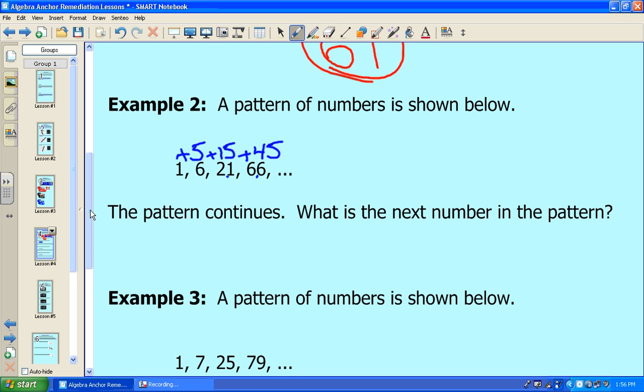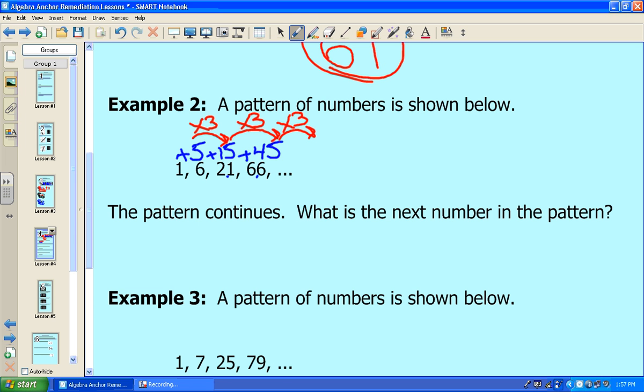Well, that's 3. Okay, so I multiply by 3. Let's see if that works for the next pair. 15 times 3 is 45. Yes, it is. So that is my pattern. Okay, so to figure out the next number that I add, I have to multiply it by 3.